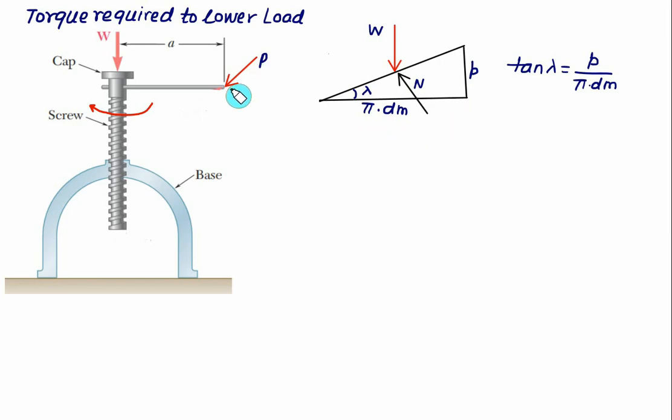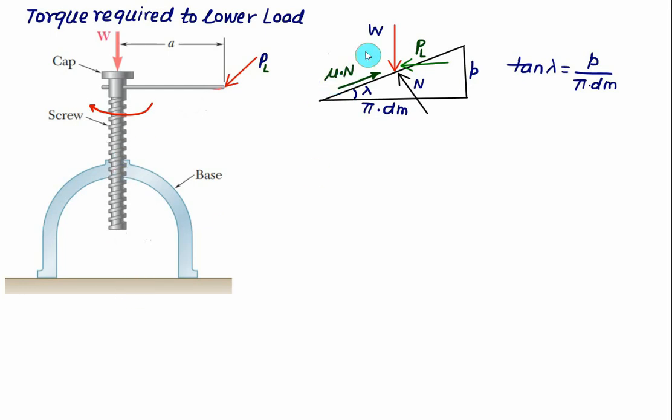So to lower the load, we are applying the force P. We can show the direction of the external force P. This time it is better to say PL. PL stands for the force required to lower the load. So this is the direction of PL. Since the load is moving downward, the friction force will act in a direction opposite to motion. So you have to show the friction force in an upward direction, equal to mu multiplied by normal reaction N, where mu is the friction between the screw and the nut.